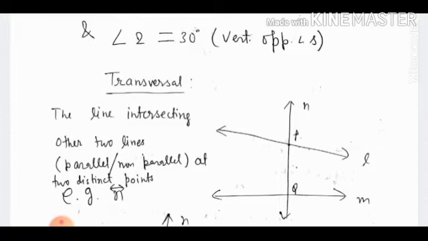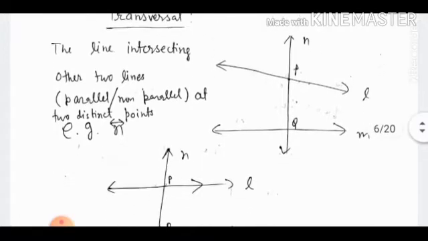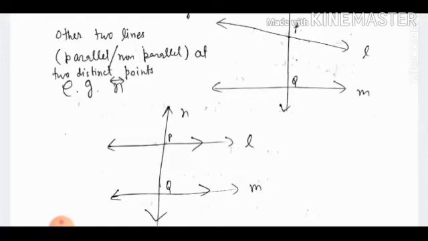They must be distinct, otherwise the lines become concurrent. If P and Q coincide and the three lines intersect at the same point, then they become concurrent. That's why we must say a transversal is a line which intersects any two lines at distinct points. Here L and M are parallel. We can show it by putting arrowheads on both in the same direction. Here line N is the transversal also.